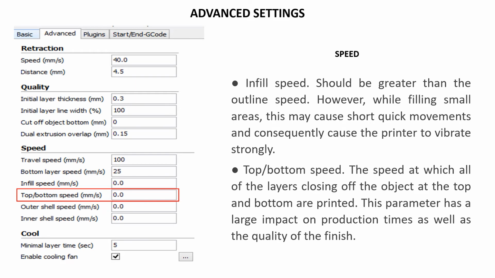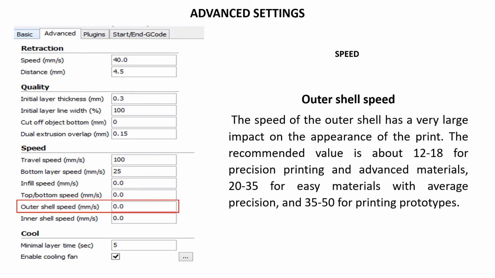Outer shell speed. The speed of the outer shell has a very large impact on the appearance of the print. The recommended value is about 12 to 18 for precision printing and advanced materials, 20 to 35 for easy materials with average precision, and 35 to 50 for printing prototypes.